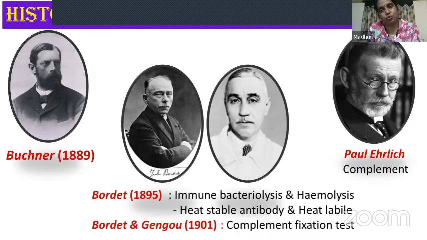So the people you have to remember are Buchner, who was the first and foremost person, the pioneer in identifying the complement components. Later, it was Bordet who said that this component which Buchner was talking about is heat labile. Later the term was coined by Paul Ehrlich, and the complement fixation test, that is the antigen antibody complex testing or diagnostic test, was put forward by Bordet and Gengou together, right?